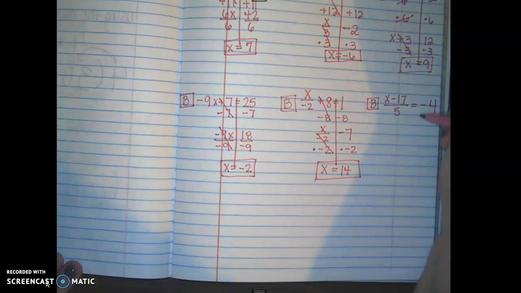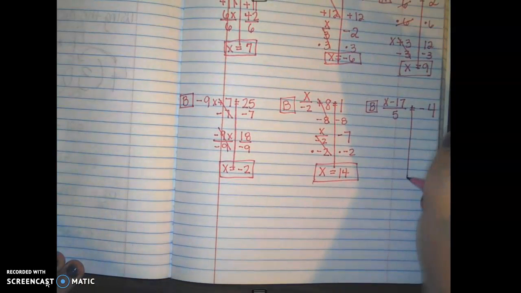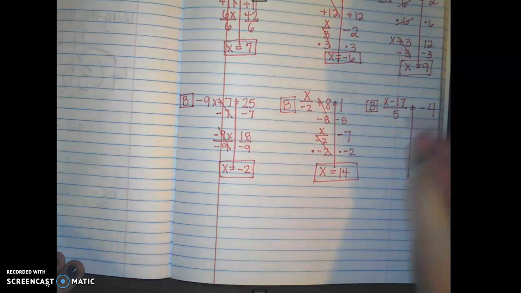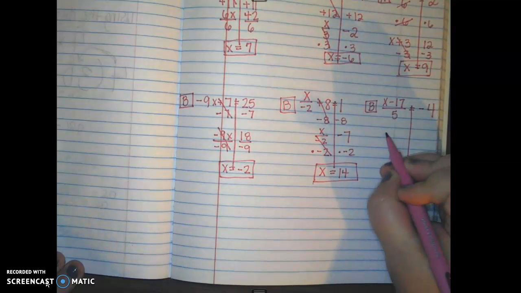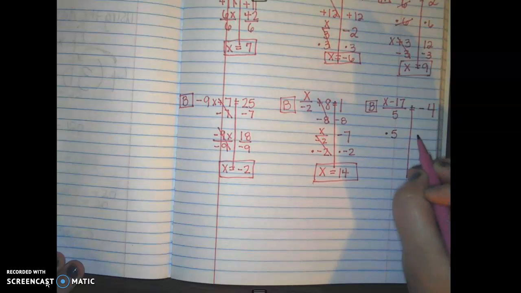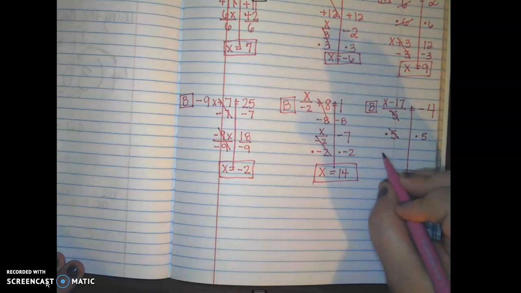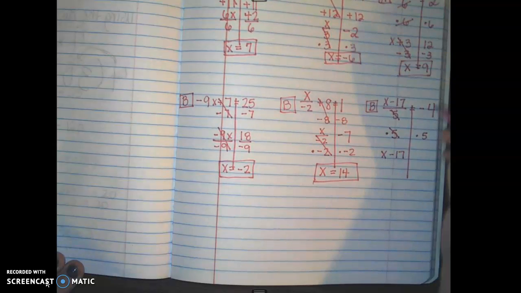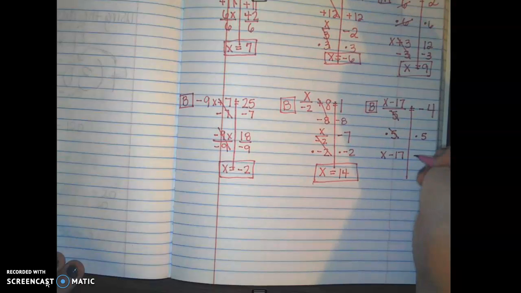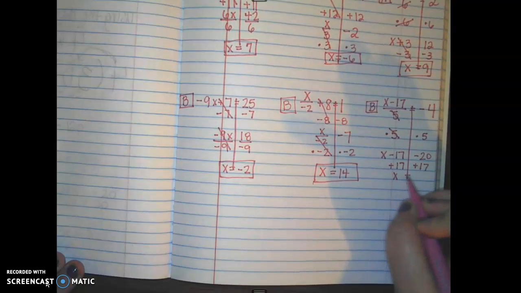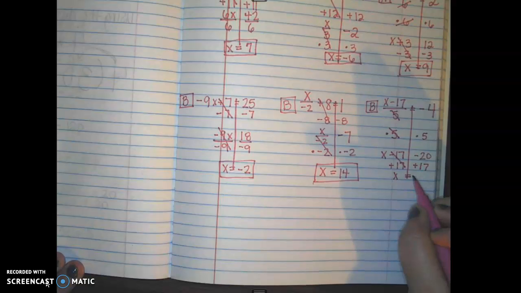In our third one, again we see that our subtraction is in our fraction, so we can't do anything with it until it's out of a fraction form. So we need to take care of it, divide 5 first. So divide 5, we're going to do the opposite, multiply times 5. These cancel those 5's, leaving with x minus 17. Negative 4 times 5 is negative 20. Add 17 to both sides. X is going to equal, this cancels, negative 3.